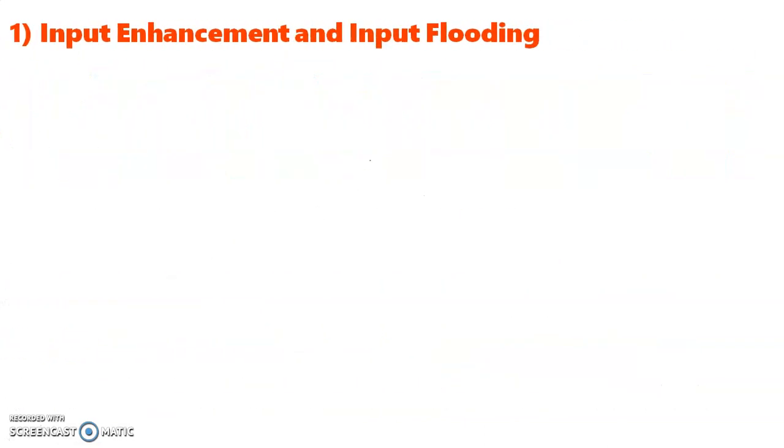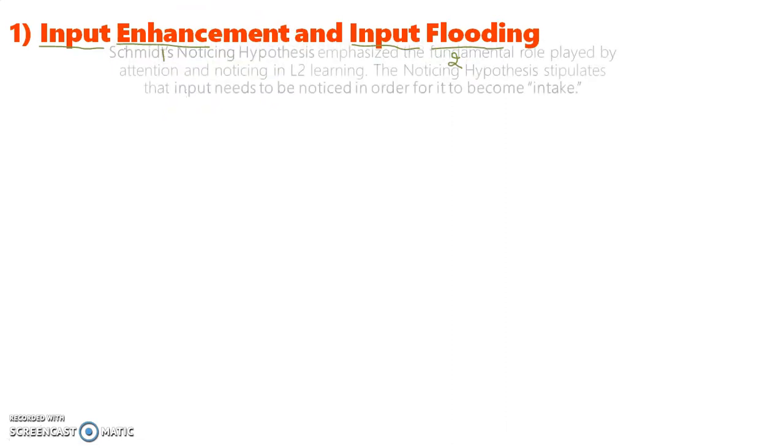Now this brings us to two concepts related to input enhancement and input flooding. As you know, the word enhance means to improve, and the word flood means to overflow. Okay, usually it's about water, but here we're not talking about water, we're talking about language. So how does it happen? Input enhancement. How do I improve input?